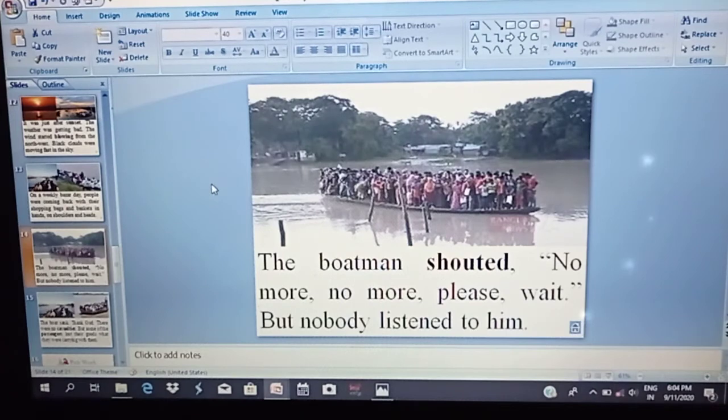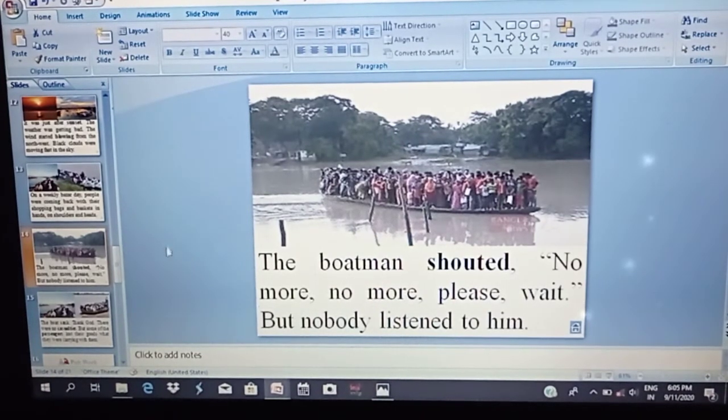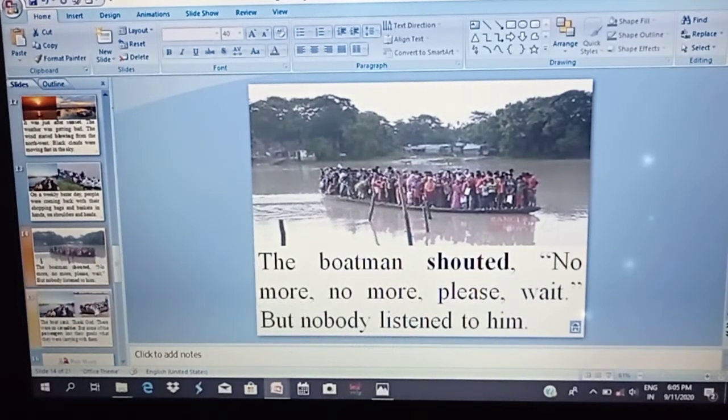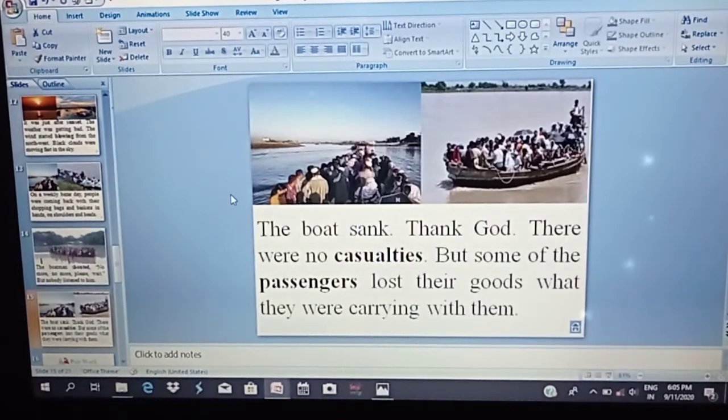Then the boatman shouted, "No more, no more, please. Wait," but nobody listened to him. মাঝি চিৎকার করছিল, "No more, no more, দয়া করে আর উঠো না, থামো, please wait." But nobody listened to him. কিন্তু কেউ তার কথা শুনল না. সবাই নৌকাটাতে যে যেভাবে পেরেছে উঠে পড়েছে.